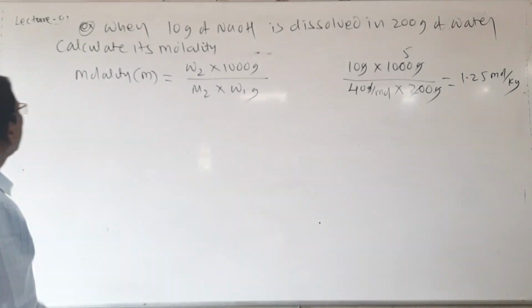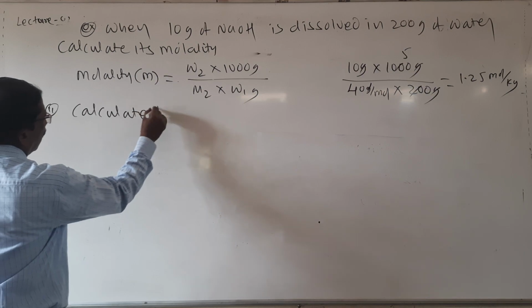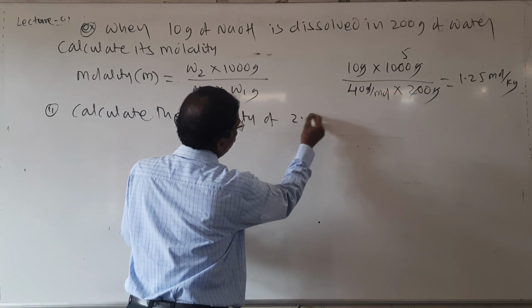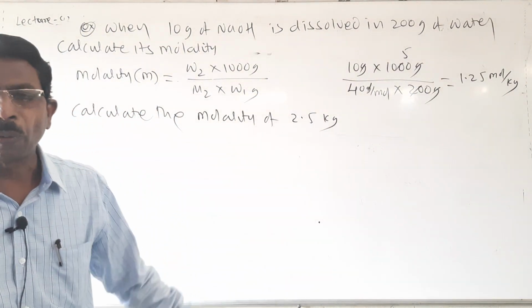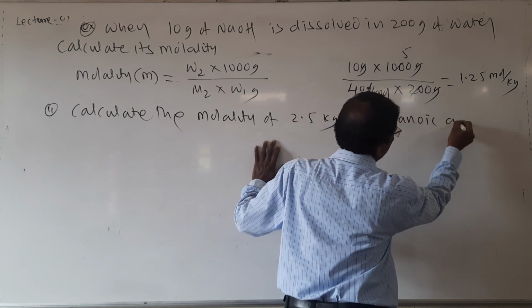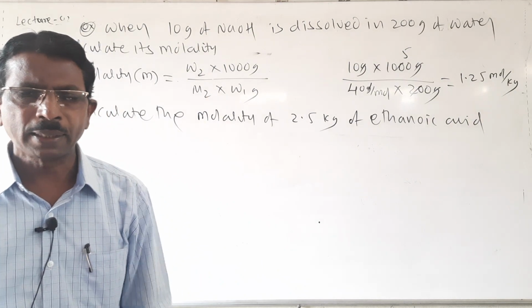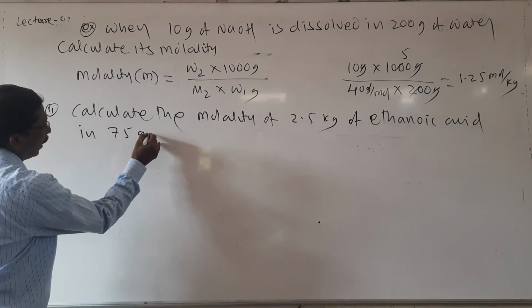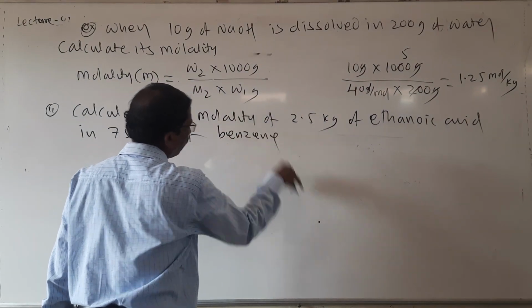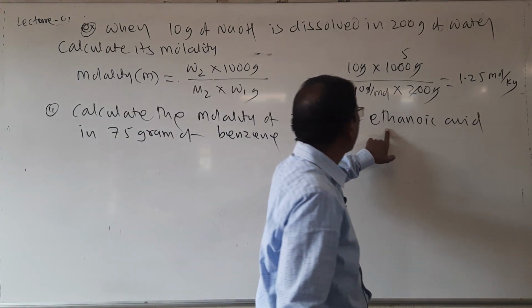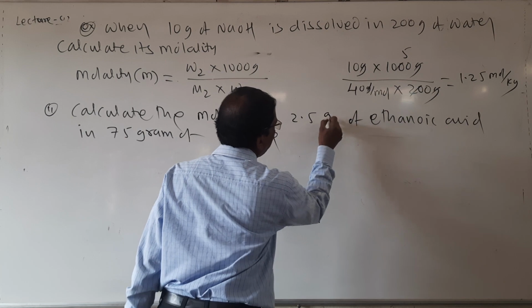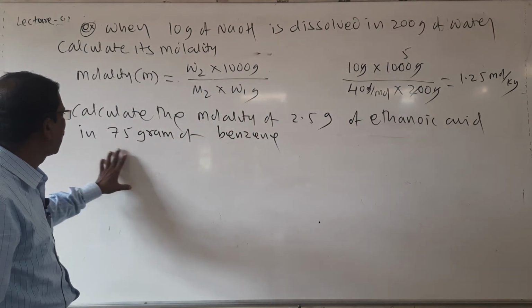Or you may solve another example. Second example: calculate the molality of 2.5 gram of ethanoic acid in 75 gram of benzene. Ethanoic acid means acetic acid. Here it is a different kind of problem.